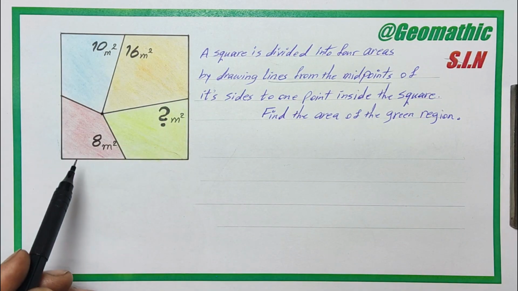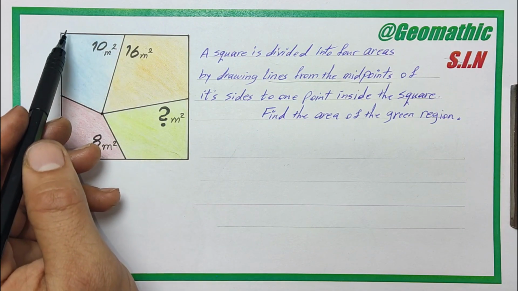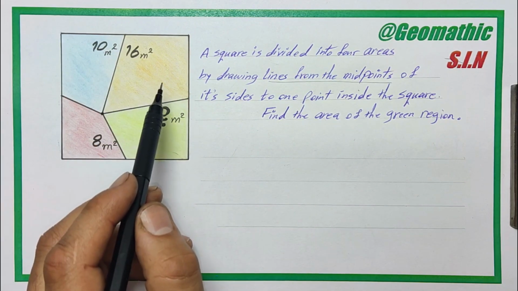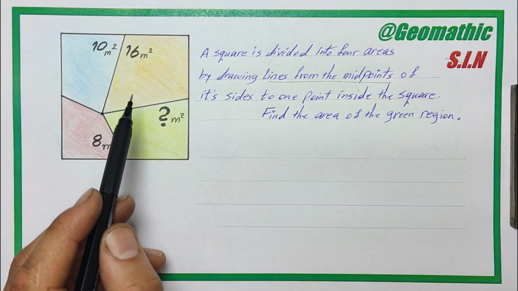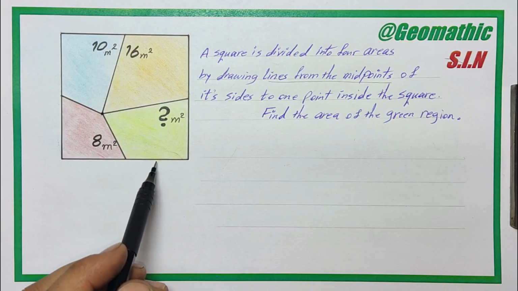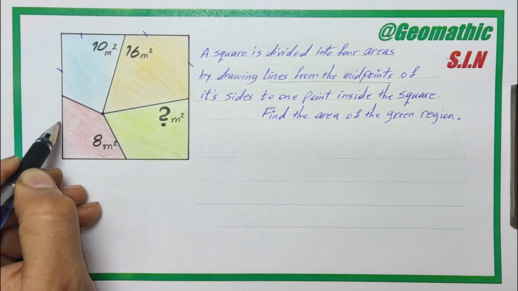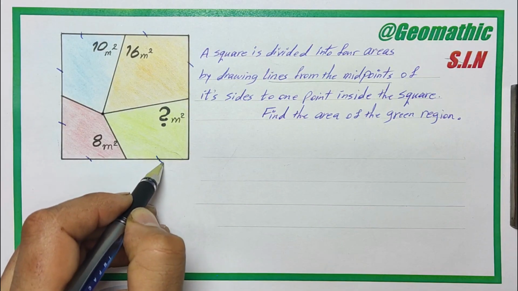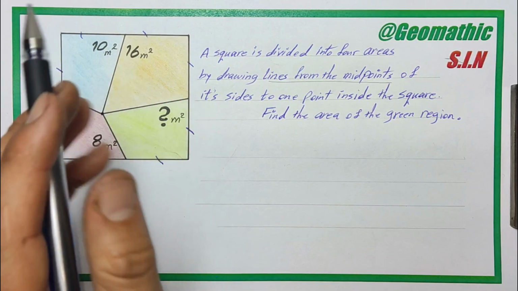So this shape is a square and these points are the midpoints of the square's sides. This means that these points divide each side of the square into 2 equal parts. So all of these 8 segments are equal. This one, this, and finally this one. All of these 8 segments are equal.